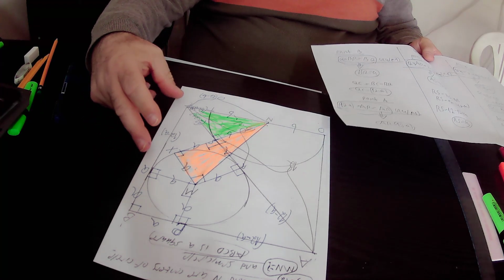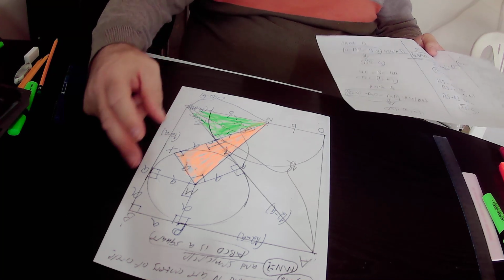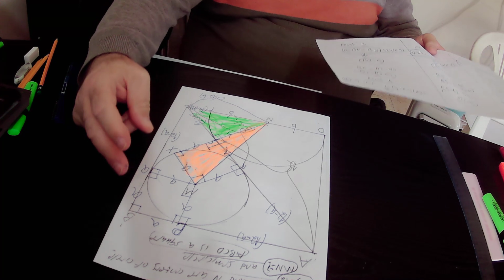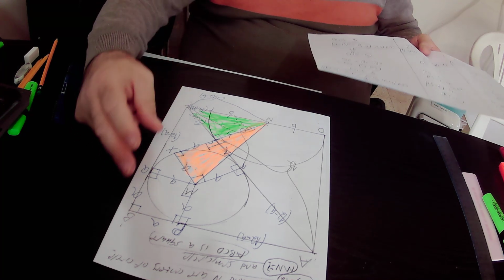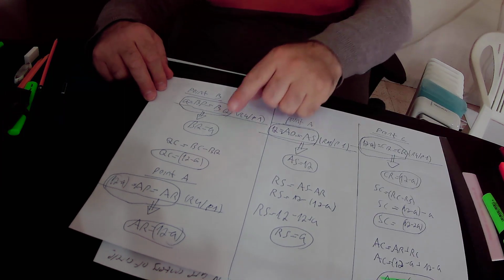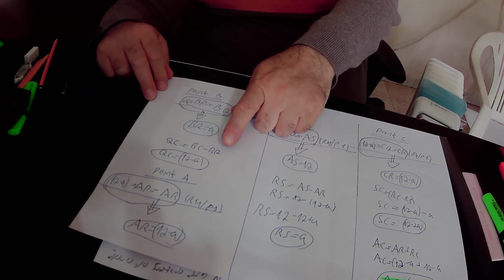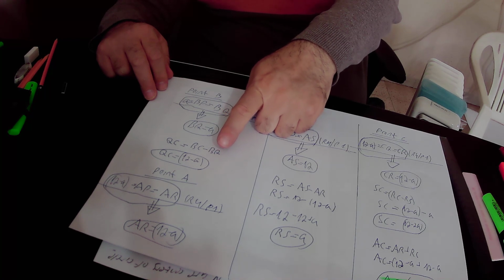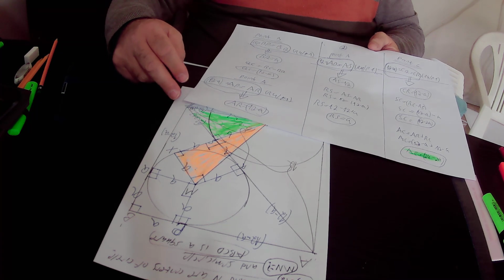So what is the length of line segment QC? It is very simple to see that QC equals BC minus BQ. So QC equals BC, that is 12, minus BQ, that is a. So in conclusion, we found out that QC equals 12 minus a.